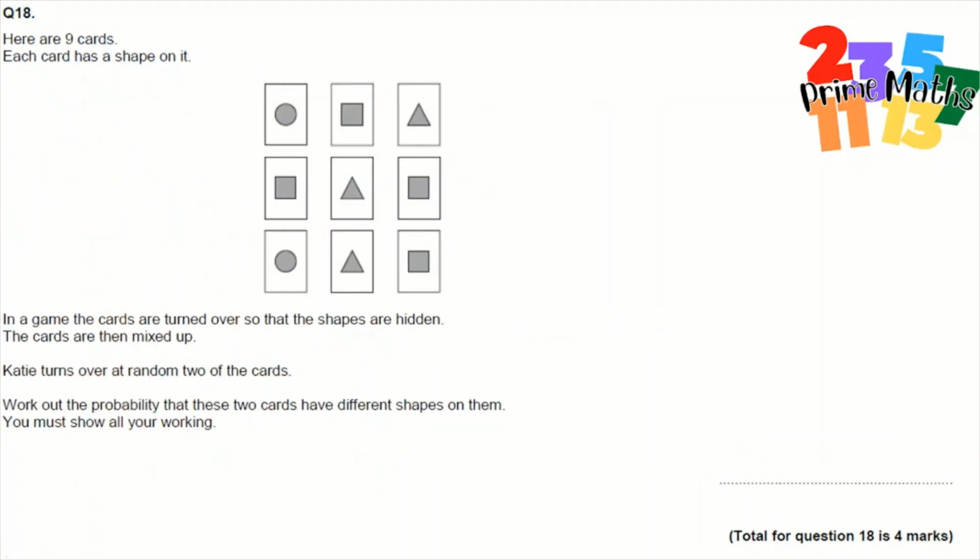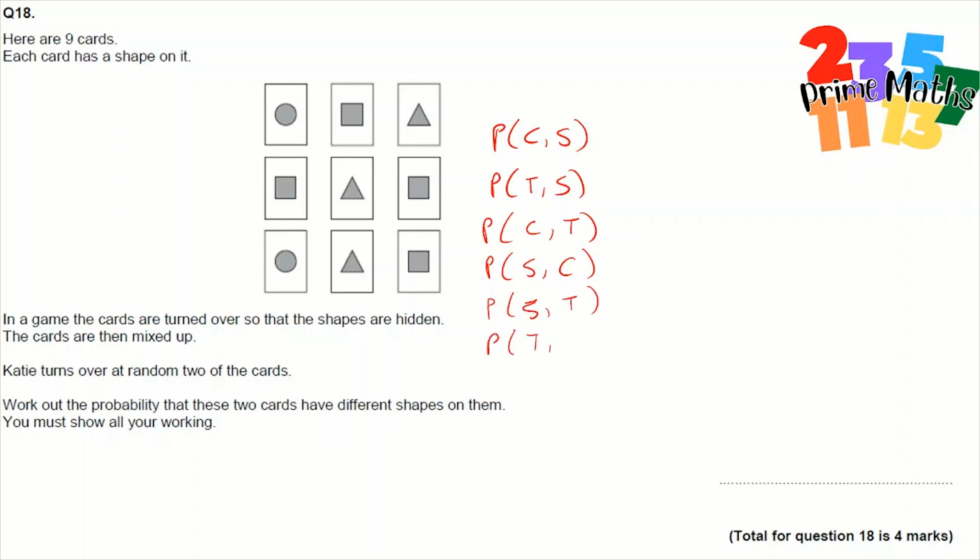For question 18, we have a probability question. Katie is going to turn over at random 2 of the cards, and it wants to work out the probability they have different shapes on them. So different shapes, we could either have a circle and a square, we could have a triangle and a square, we could have a circle and a triangle, and we could also do this in the other order of square, circle, square, triangle, triangle, circle, and circle, square.